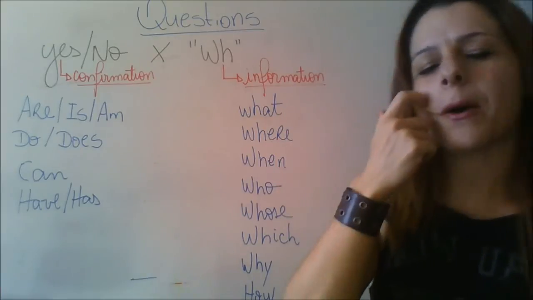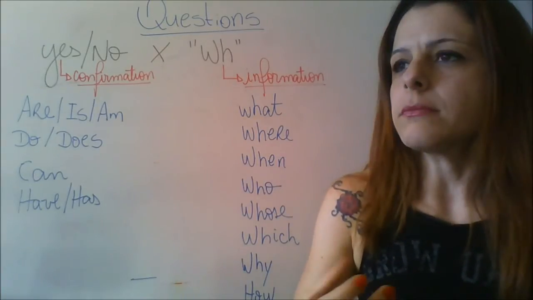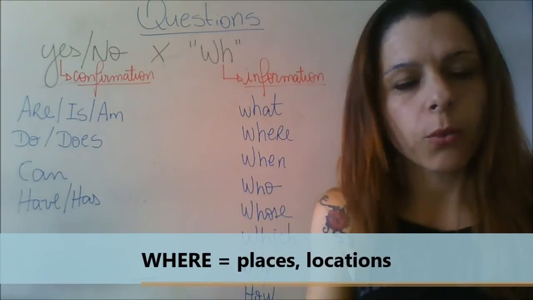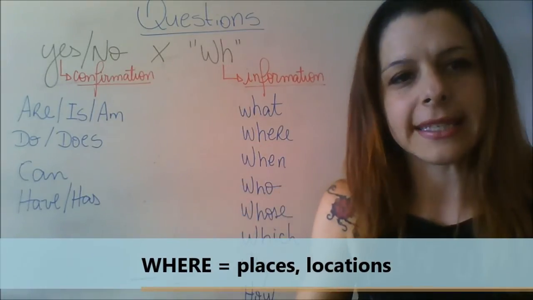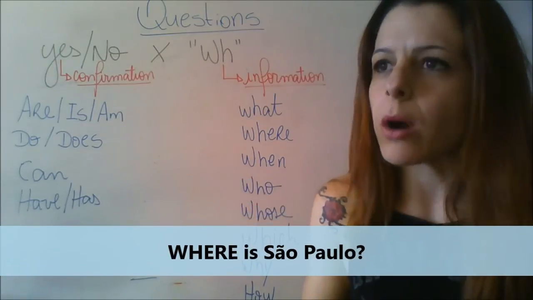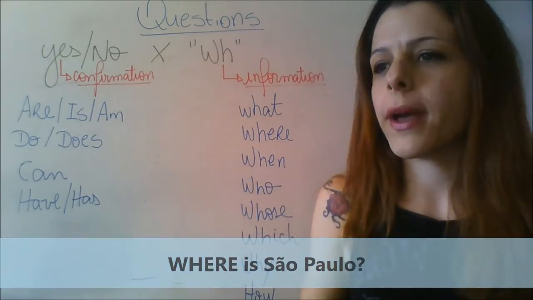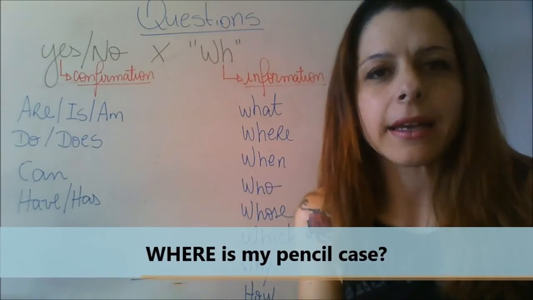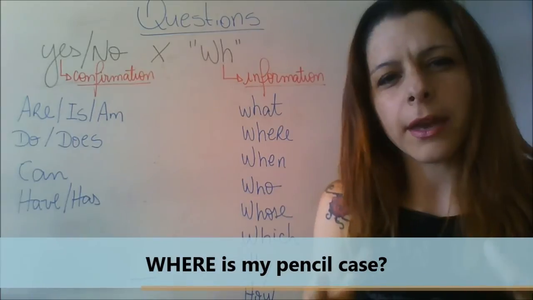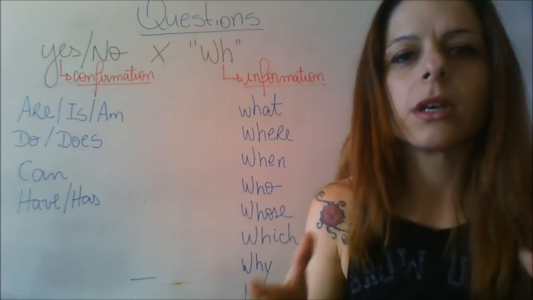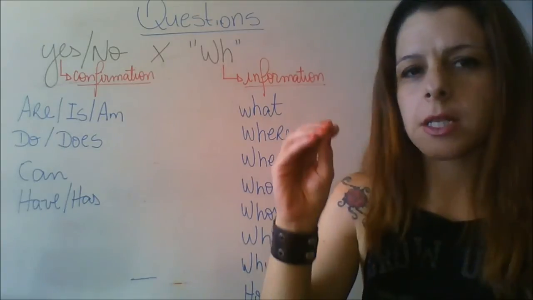So let's see now where. Where is about location. Where is about a place. For example, where is São Paulo? São Paulo is in Brazil. Where is my pencil case? It's in my bag. So you see, every time that I use where, it's about location. It's about a specific place.